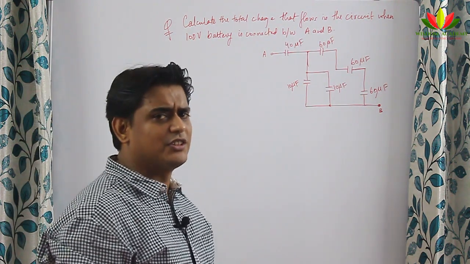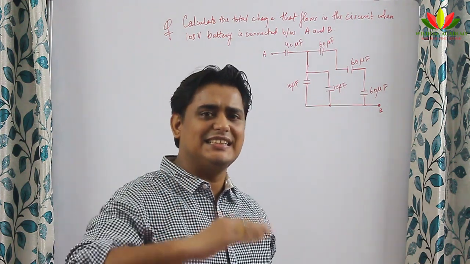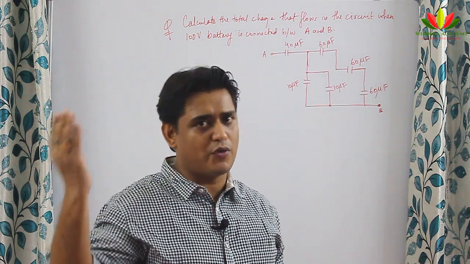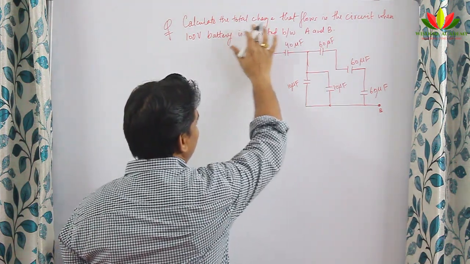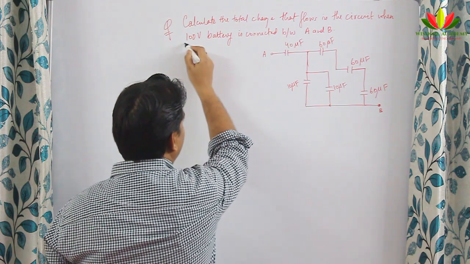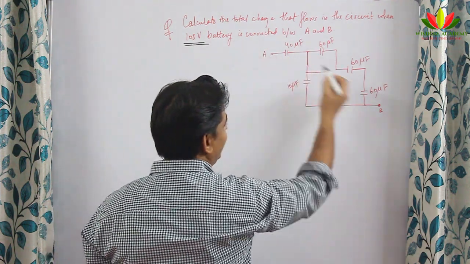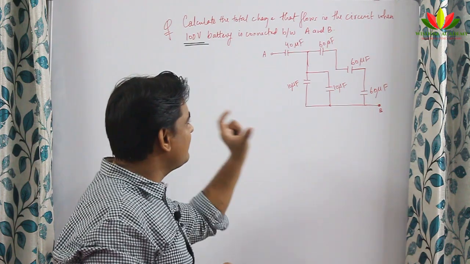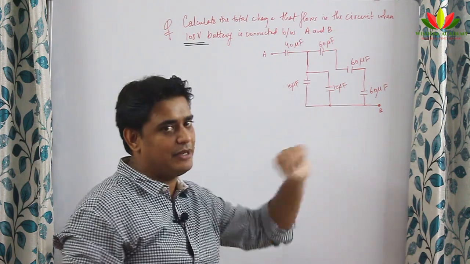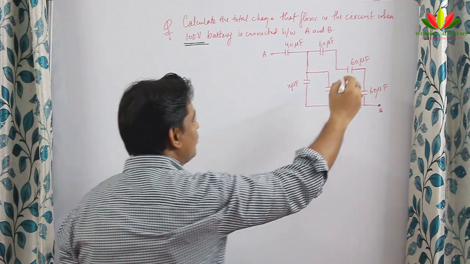So in the previous video itself, I have told about the capacitor in series and capacitor in parallel. Please go to that video if you have not seen it yet. Right. So what you have to find? You have to find the total charge that flows in the circuit when a 100 volt battery is connected between point A and point B. So before going to that step, you must find the equivalent capacitance between A and B. And to find that, we have to simplify the circuit first.